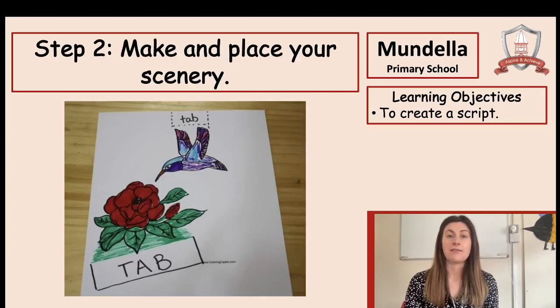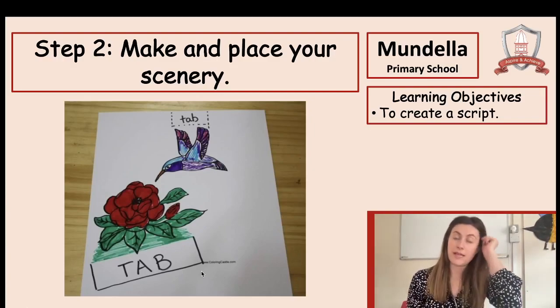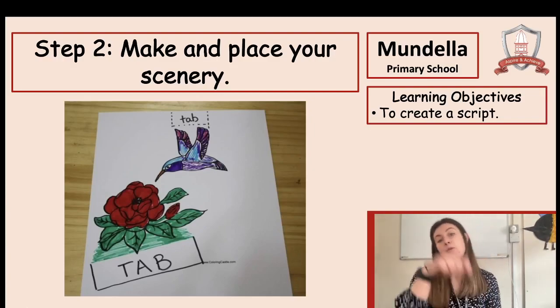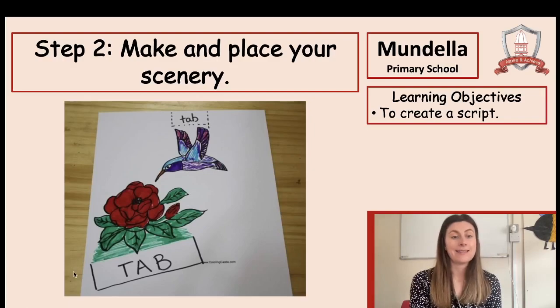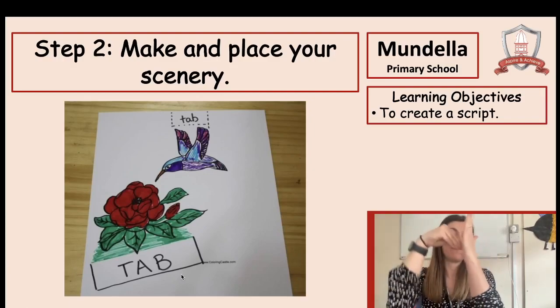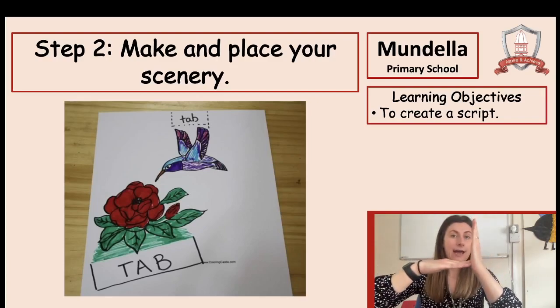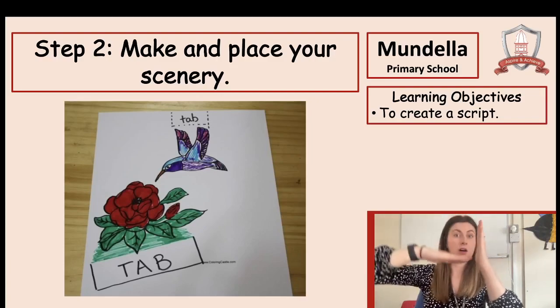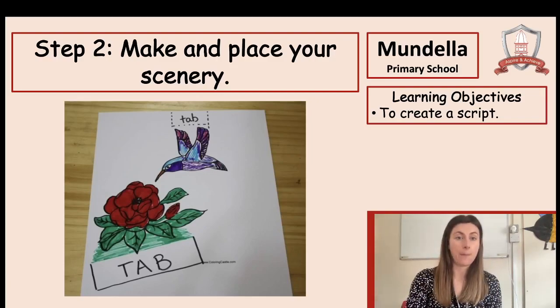Step two, you're then going to make and place your scenery. So I've got an example here of something you could do. So on a piece of paper or card, you can draw what you're going to add in. So in this case, it's probably going to be some flags or a castle. You're then going to make a tab. Now this tab is going to be folded so that then the tab will be stuck down at the top or at the side of your shoebox, and then the rest of your picture will stand up.